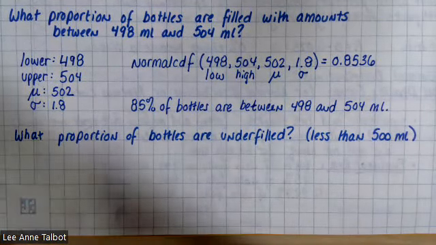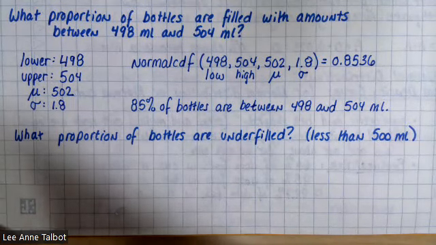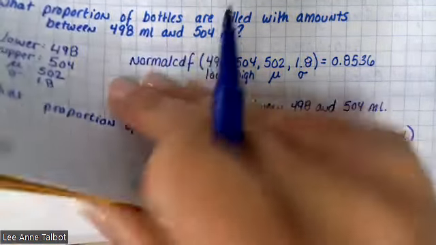Okay, now for the next one, we're going to get our packet out and find one of those blank normal curves for me.